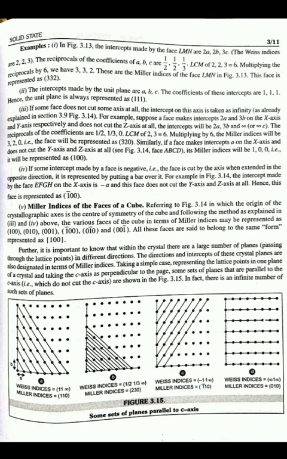Third, if some face does not cut some axis at all, the intercept on this axis is taken as infinity, as already explained in section 3.9. For example, suppose a face makes intercepts 2a and 3b on the x-axis and y-axis respectively and does not cut the z-axis at all, the intercepts will be 2a, 3b, and infinity c. The reciprocals of the coefficients are 1/2, 1/3, 0. LCM of 2, 3 is equal to 6. Multiplying by 6, the Miller indices will be 3, 2, 0. That is, the face will be represented as (320).